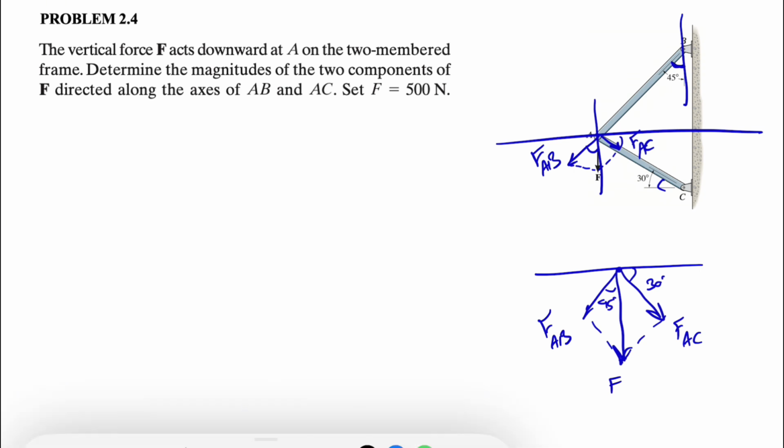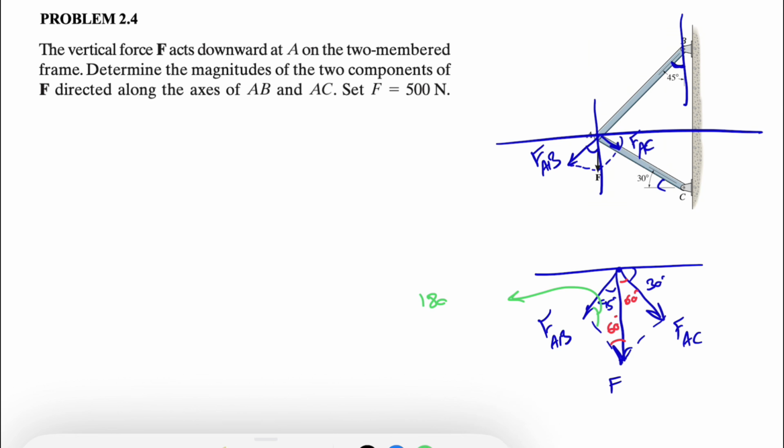So here we can find this angle. We have this right triangle, which means this angle is 90 minus 30, which is 60 degrees. So this will be 60 degrees, and if that's 60 degrees, here we have 60 degrees too. And it's easy enough to find the other angle here.